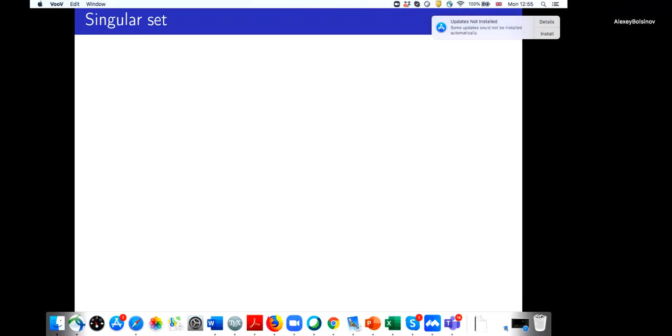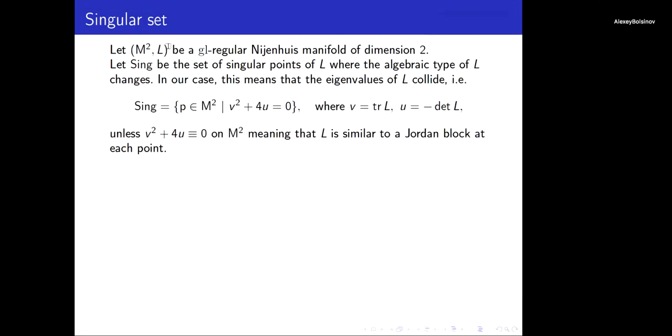Okay, so I will continue. Just to summarize the previous discussion: that was a long story, but the achievement is really great. We now know everything about gl-regular Nijenhuis operators in the local setting. So we have local normal forms, and then we can ask the following question. What about global behavior? If I consider a two-dimensional manifold with a gl-regular operator defined on it, what's going on?